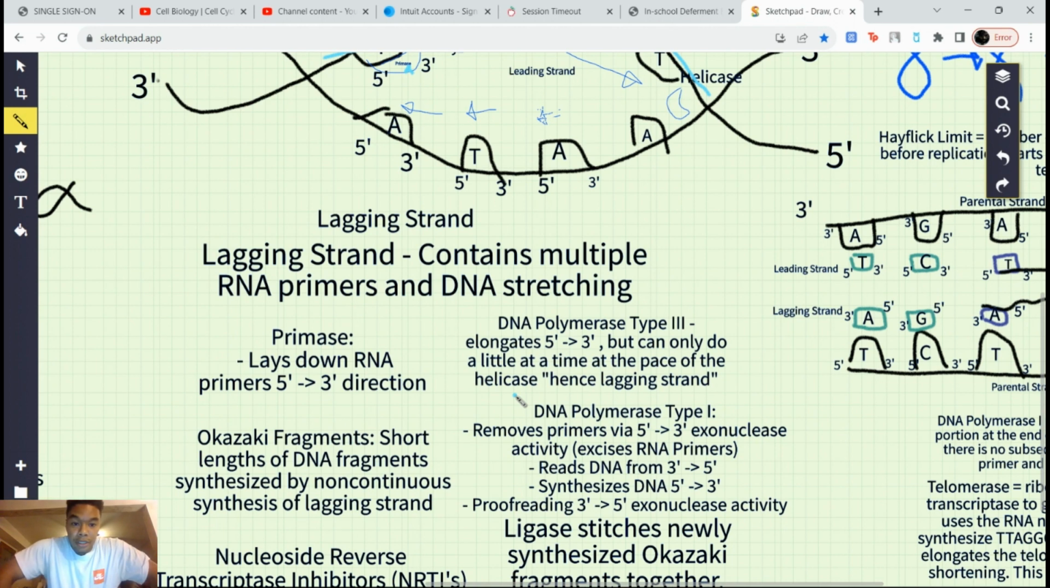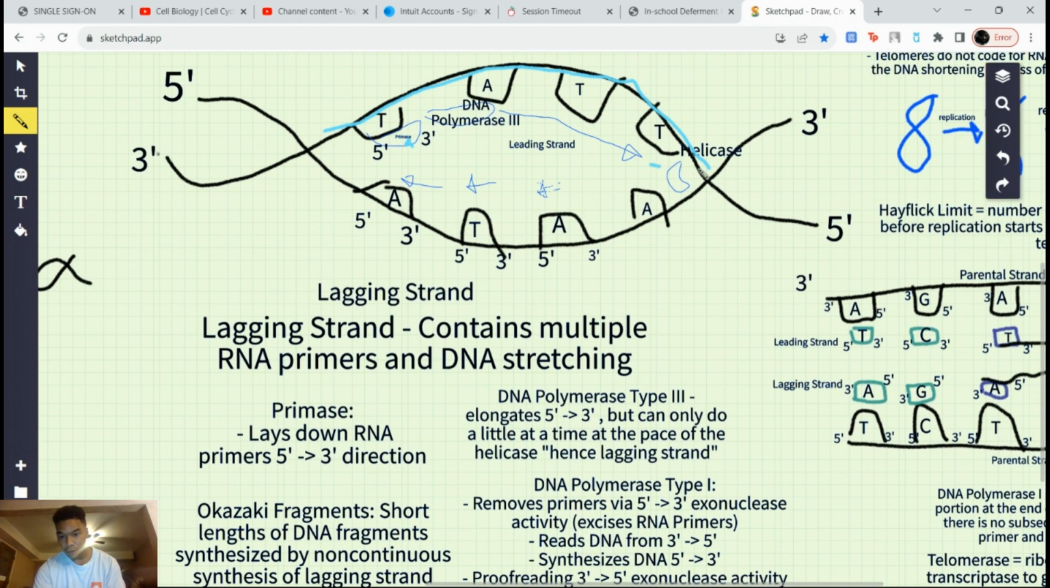So the lagging strand contains multiple RNA primers and DNA stretches. Wait, it contains both RNA and DNA? Yes. Now why is that? As we know, helicase is moving this way, but the lagging strand is being synthesized this way. As you can see, the 3' end is over here and the 5' end is over here, which means these nucleotides are being synthesized 3', 5', 3', 5', hydroxyl, phosphate, hydroxyl, phosphate.